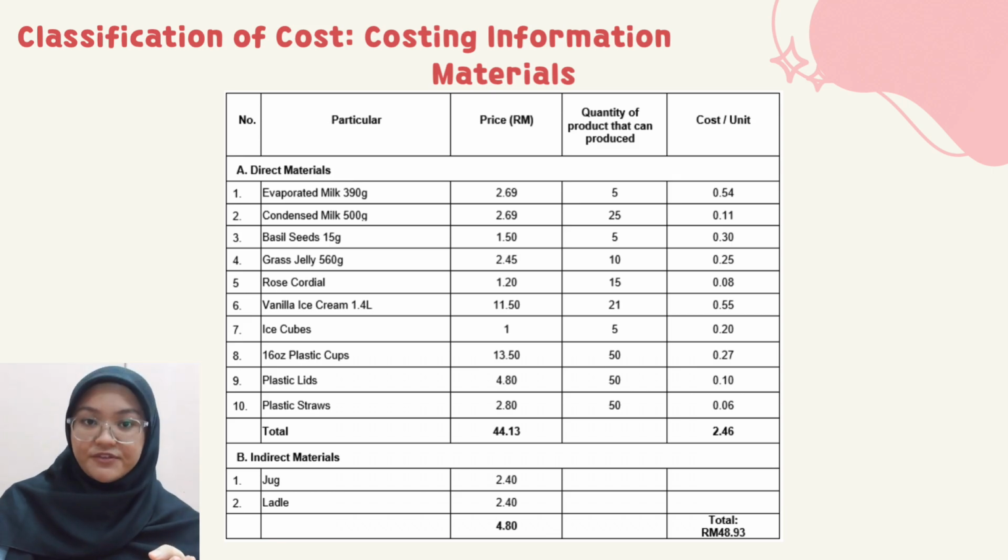Next, plastic cups, 50 pieces. The price is 13 ringgit and 50 cents. The units that can be produced is 50 units. So the cost per unit is 27 cents.